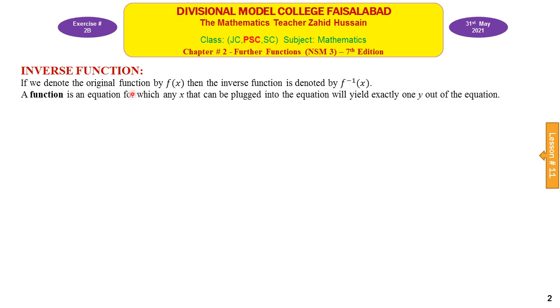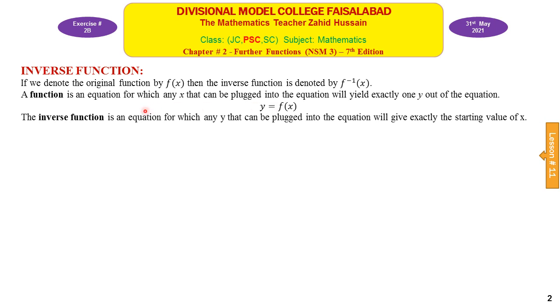We know that a function is an equation for which any x that can be plugged into the equation will yield exactly one y out of the equation. That is, if we put any value of x in the equation, we get one and only one value of y, then that relation is called a function.